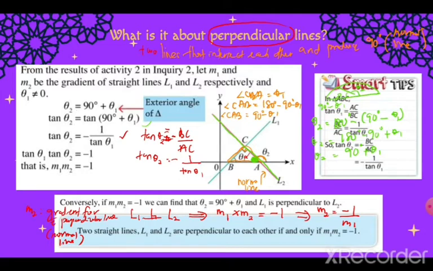Previously we said that for parallel lines, when L1 is parallel to L2, we need to know m1 is equal to m2. However, for perpendicular lines, when we talk about L1 perpendicular to L2, we need to know that the product of the gradients will produce negative 1. m1 times m2 must be equal to negative 1. Okay, understand? This is one of the proofs for the gradient of perpendicular lines concept. Next we are going to watch 2 videos that explain more about the proving.